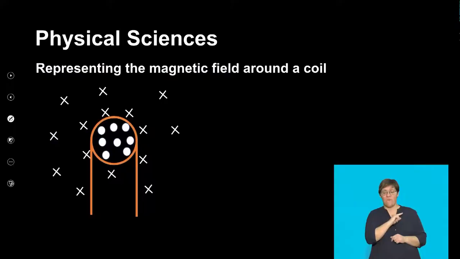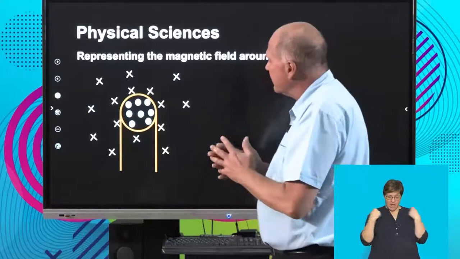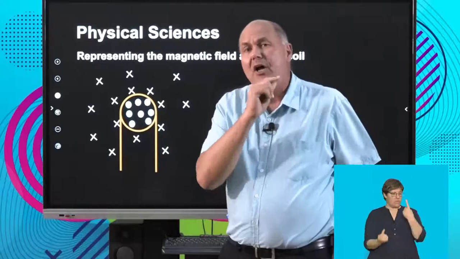I'm going to say, this is a representation of a coil and the magnetic field associated with the coil. What I haven't indicated on the diagram is the direction of the current. So I've got to interpret this field line, and I've got to be able to say to myself, is this a north pole or is it a south pole? How would I know the difference?